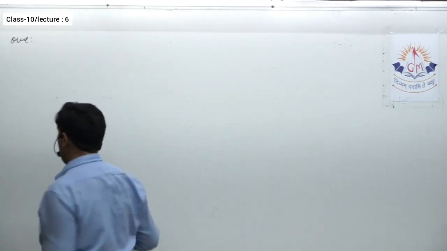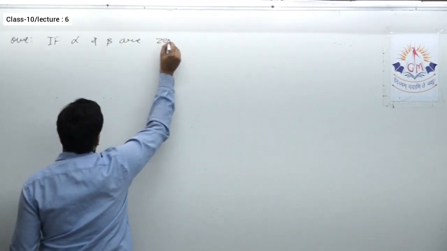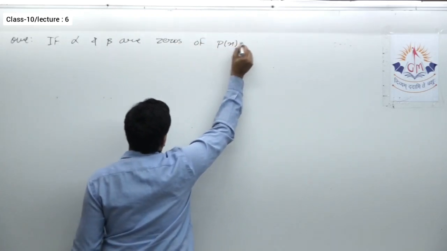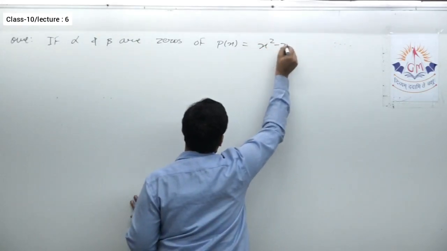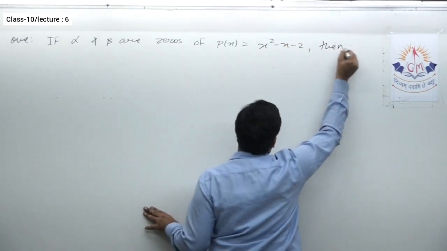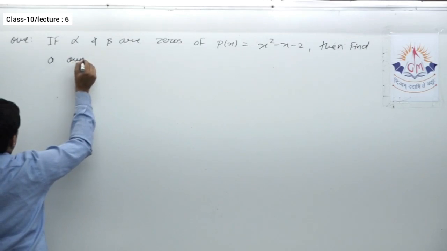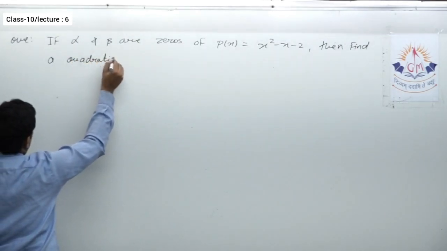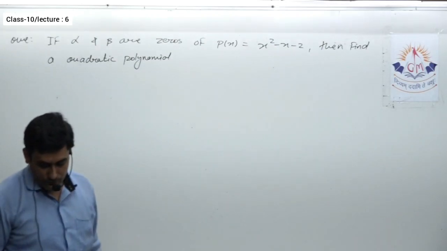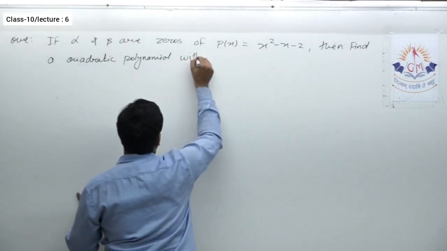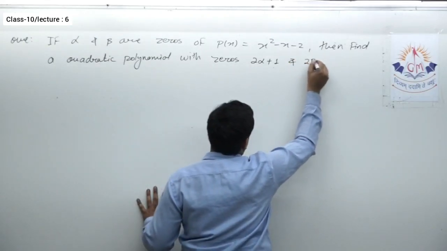Now the next question is: if alpha and beta are zeros of p(x) = x² − x − 2, then find a quadratic polynomial whose zeros are 2 alpha plus 1 and 2 beta plus 1.